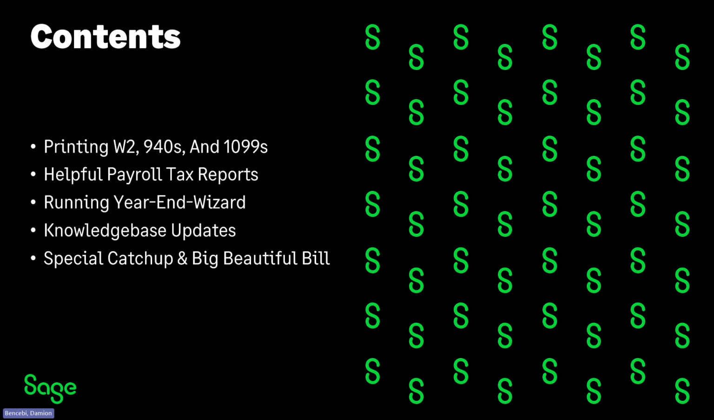During this presentation, we'll be going over the printing of the payroll tax forms W-2, 940, and 1099, helpful payroll tax reports that can be used to assist you with processing your payroll tax forms, closing your year using the year-end wizard, helpful year-end knowledge base articles, and briefly discuss the two upcoming changes to payroll, those being special catch-up for retirement plans and the big beautiful bill overtime tax changes.